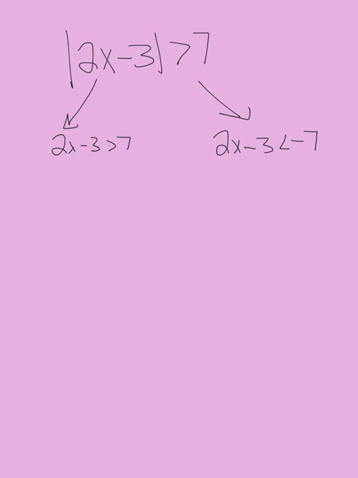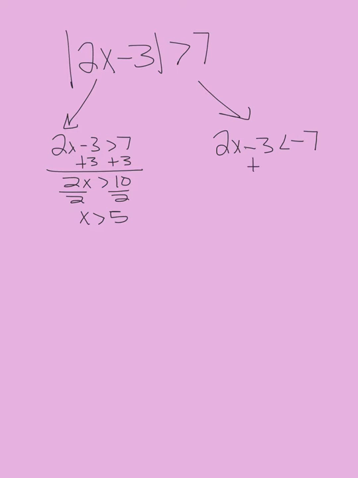And so let's solve the first equation. We'll add 3 to each side of the equation. We end up with 2x is greater than 10. Divide each side of the equation by 2, and we end up with x is greater than 5.